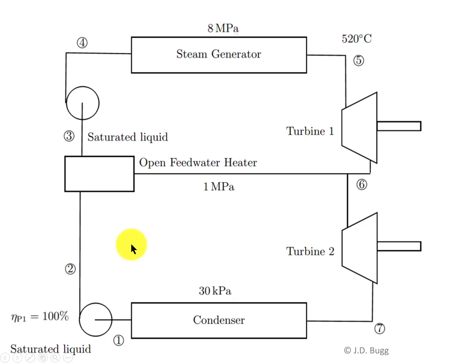In terms of the efficiency of these various components, the pumps are both isentropic, so the isentropic efficiency of the pumps is 100%, but the turbines have efficiencies of 80%, so the isentropic efficiency of both turbines is 80%. Notice that we weren't given any information in this problem about mass flow rate, and we'll see how we deal with that as we go through the analysis. So to begin, what are we asked to find? We're asked to find the thermal efficiency of this cycle.